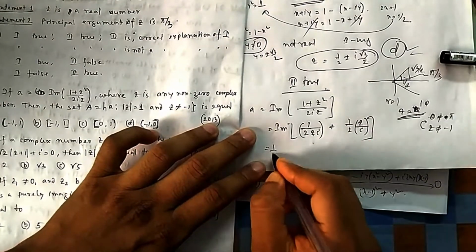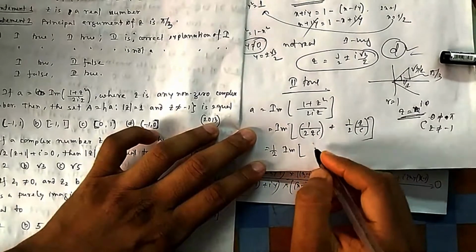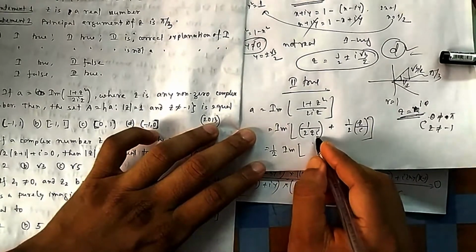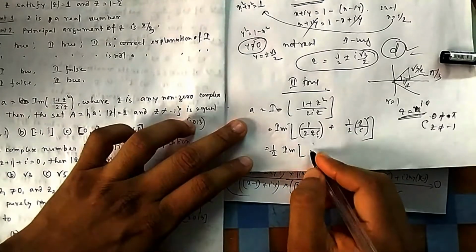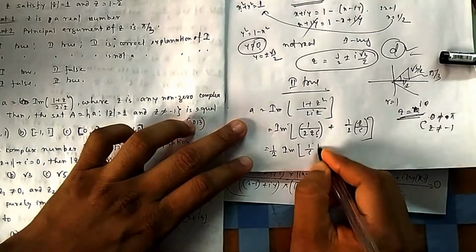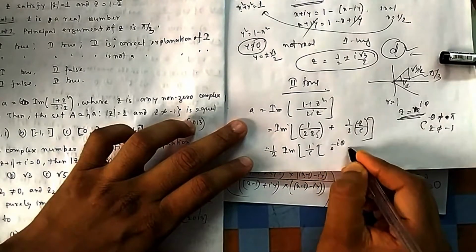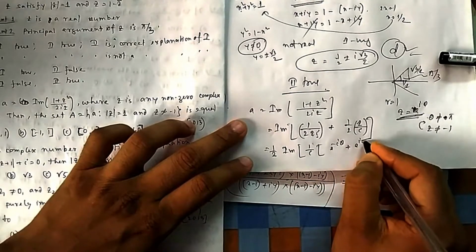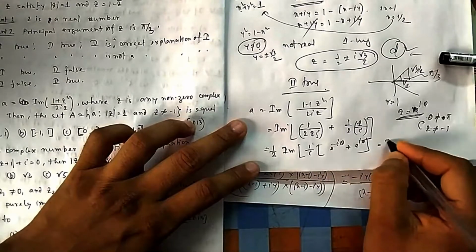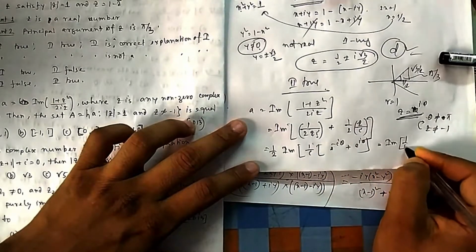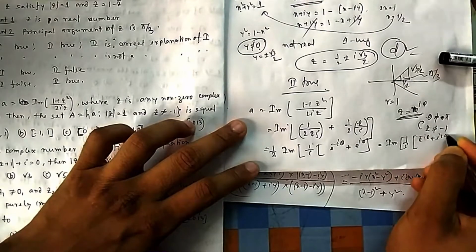So you can take half common out of this, and then imaginary part of 1 by Z plus Z. If you multiply with I, you can keep 1 by I outside also, because here also. So 1 by Z means e to the power minus I theta, and Z means e to the power I theta. If you take half inside, this is 1 by I, e to the power minus I theta plus e to the power I theta by 2.